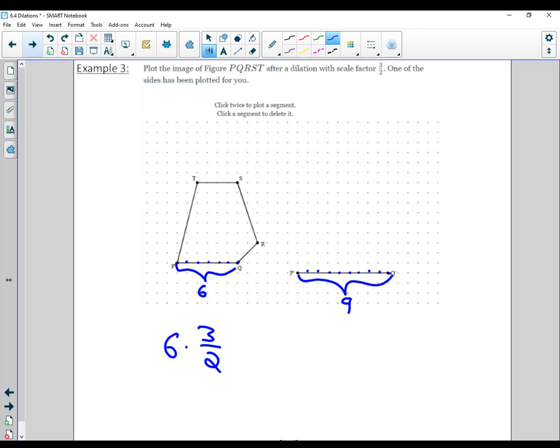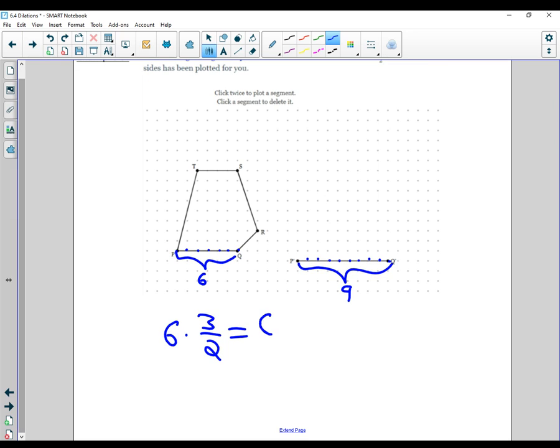Here's how I like to think. You can do this multiplication outright, right? If you put 6 over 1, then you times by 3 halves. 6 times 3 is 18, divided by 2. 18 divided by 2 is 9, right? If you're trying to do this in your head, times by 3, divide by 2. Or divide by 2, times by 3, right? 6 divided by 2 is 3, times 3 is 9.